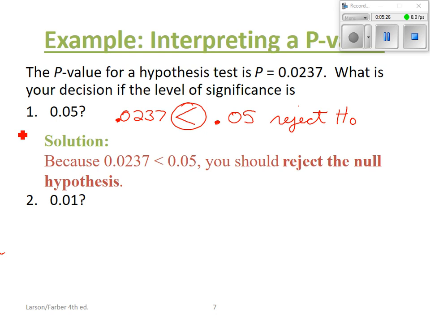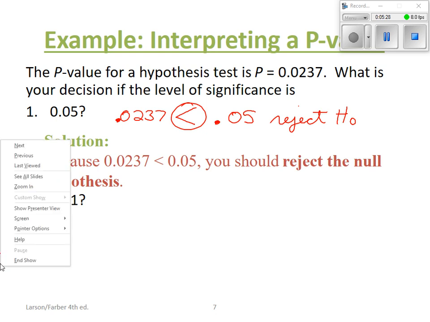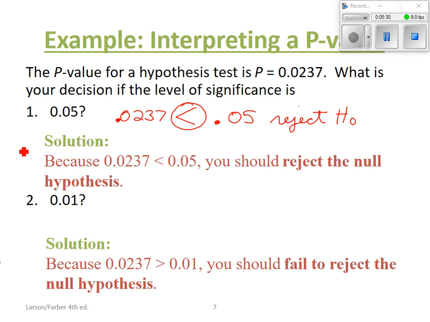So it's that simple. If alpha was 0.01, we put that in there, and this time the p-value is greater than that, so that tells us to fail to reject the null hypothesis. And we're going to talk about what that means as we go along through here. But that's using your p-value. Your calculator will actually calculate the p-value. We'll talk about it also as we get farther along through here.